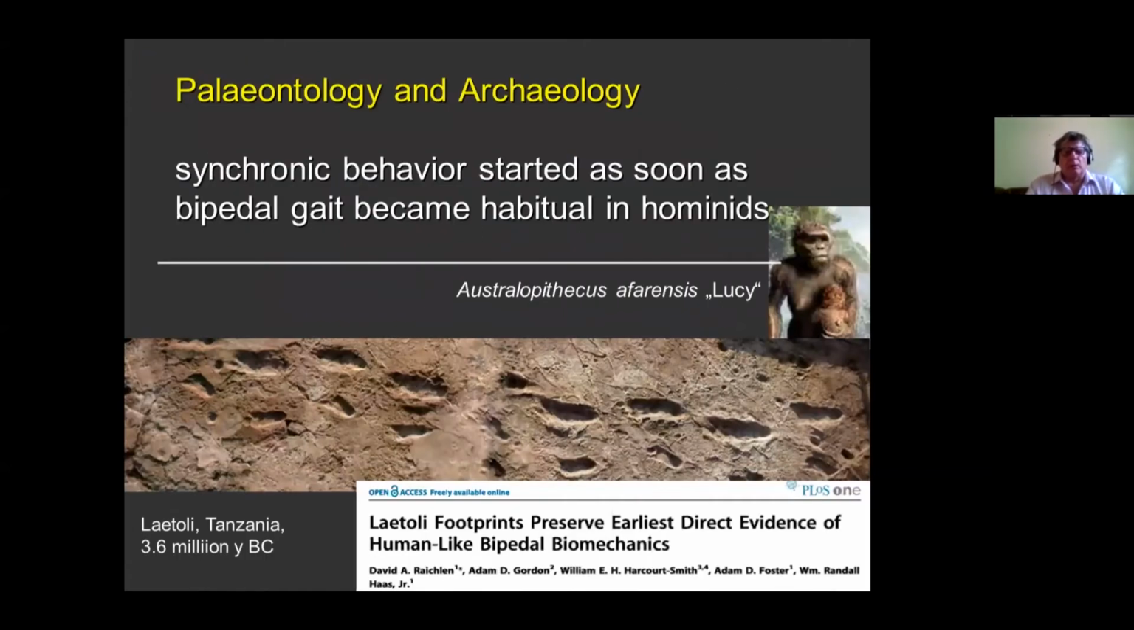So if we look at the question of since when there is musical behavior in hominids, then again we come back to the footprints we have seen before. These are the so-called Laetoli footprints, the footprints of our most ancient pre-hominids, the so-called Australopithecus afarensis, the first who went on two feet, that is, the first with habitual bipedal gait. That's more than 3 million years ago, but that's only synchrony.